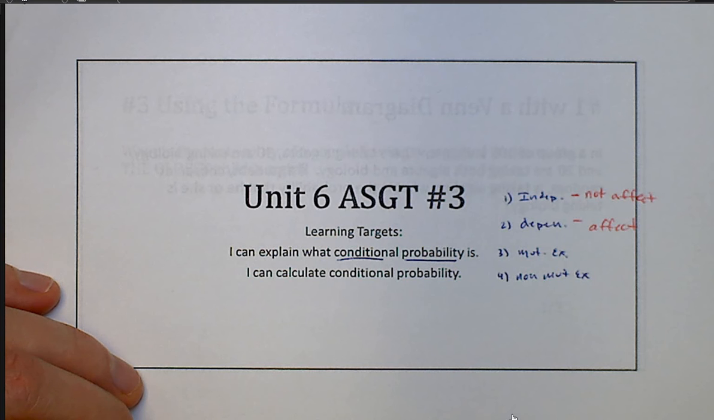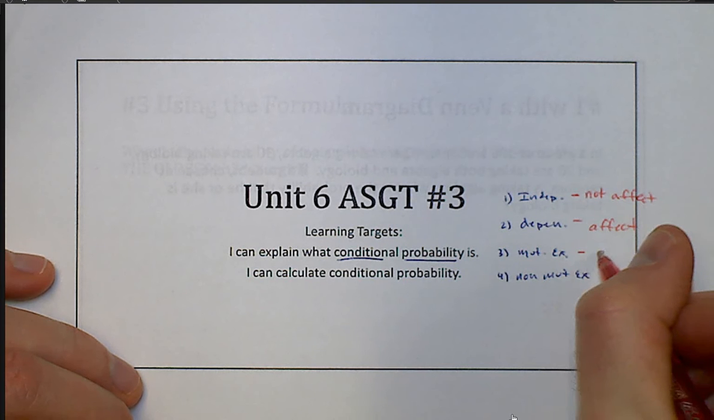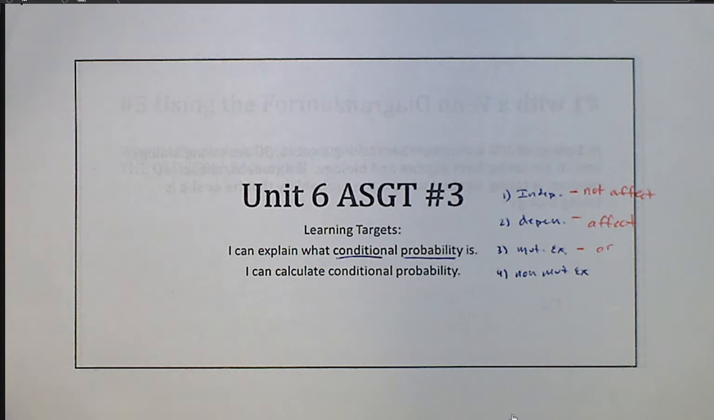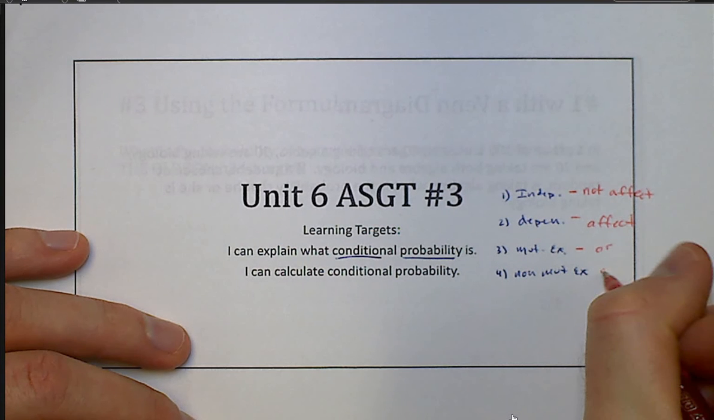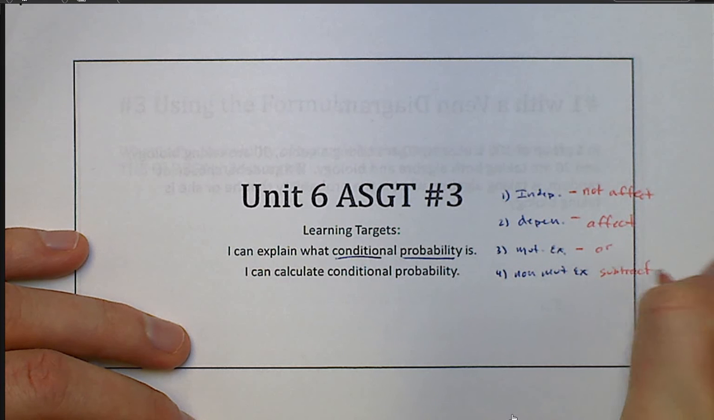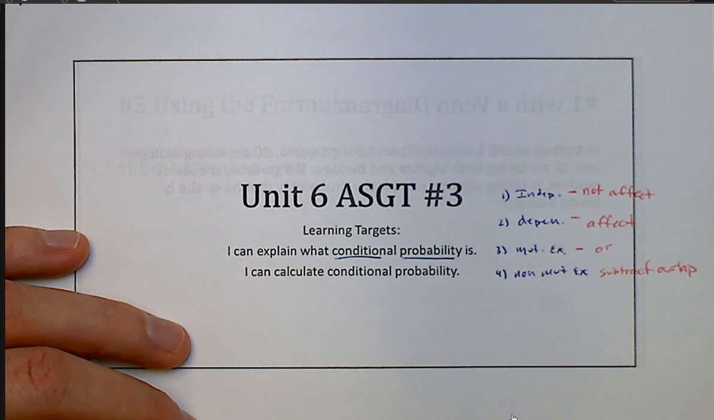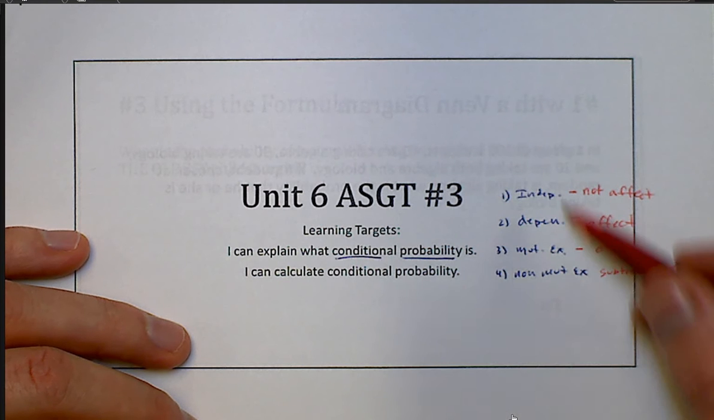Mutually exclusive, that's when we had the or, right? When we have two things that can't happen at once. And then the non-mutually exclusive, where we have to subtract the overlap. And we did that in Unit 2, or Lesson 2. We have to subtract the overlap of the two situations. So that's just a quick review of what we've done so far.